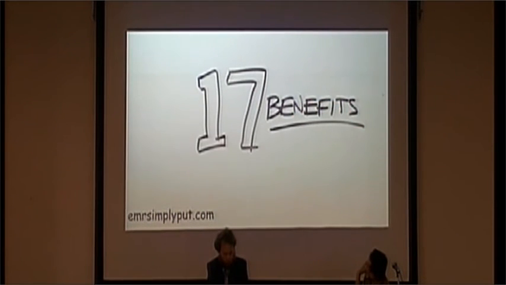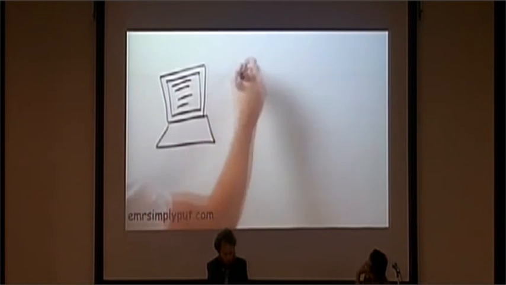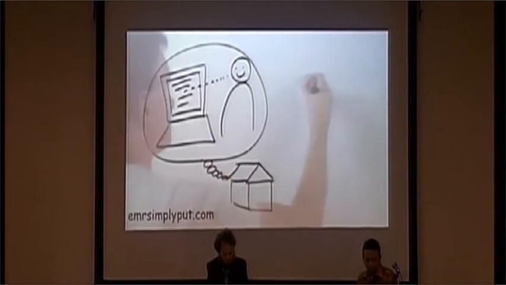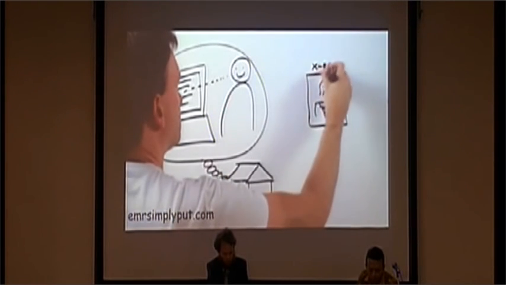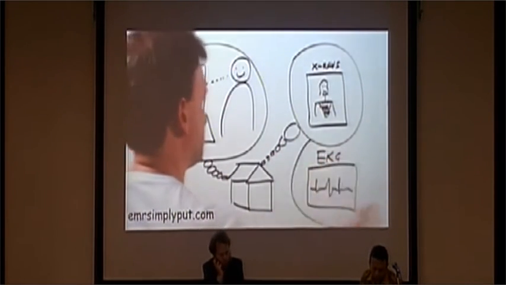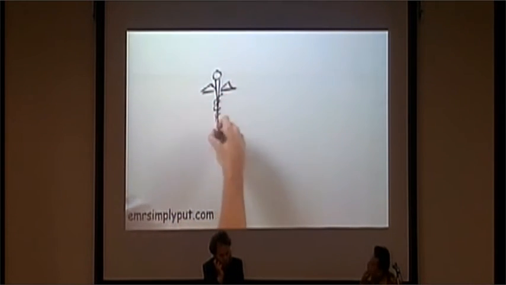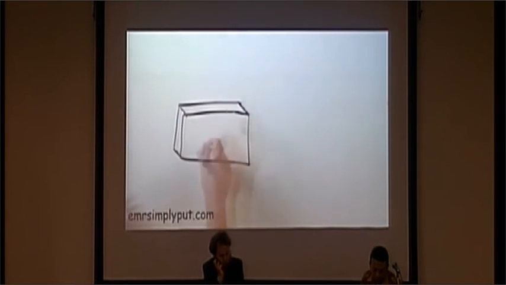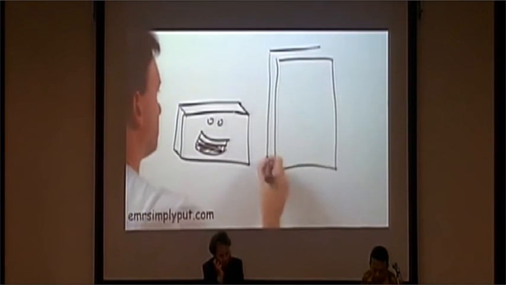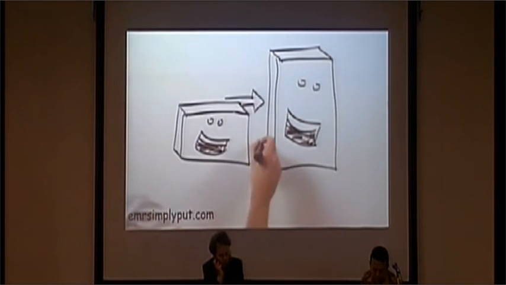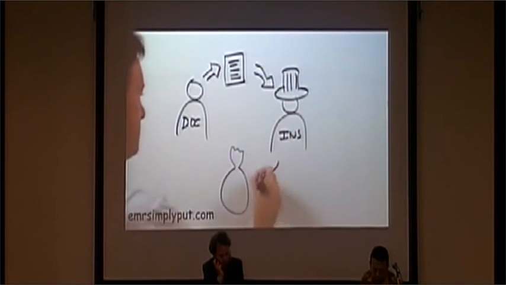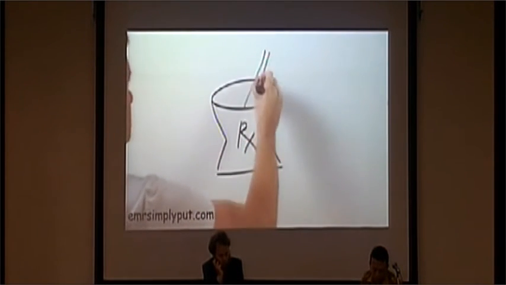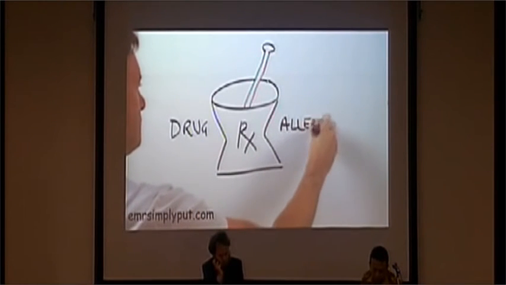Number 1, charts are more legible. Number 2, charts are always accessible, even from home. Number 3, enhanced documentation with access to digital imaging and special testing. Number 4, better integration between the clinic and the business department. Number 5, improved efficiency and better communication both within the practice and between different practices. Number 6, improved coding and compliance. Number 7, enhanced patient safety regarding drug allergies or interactions and proper dosing.